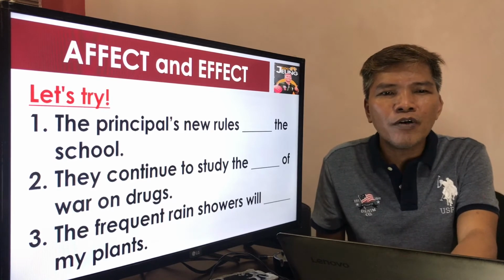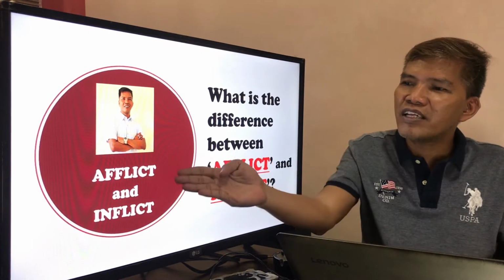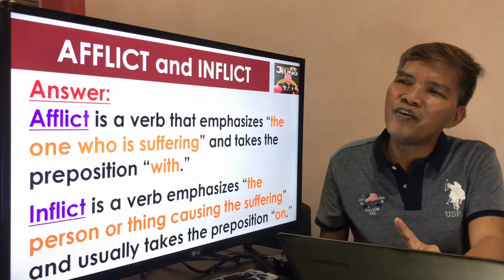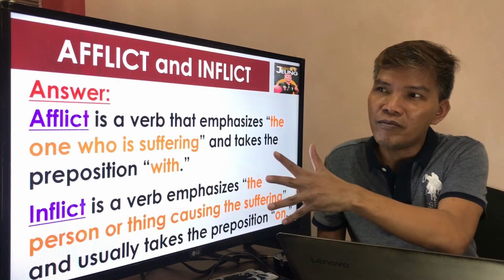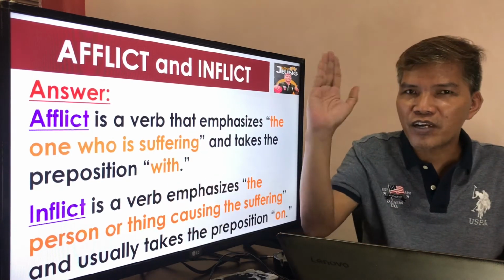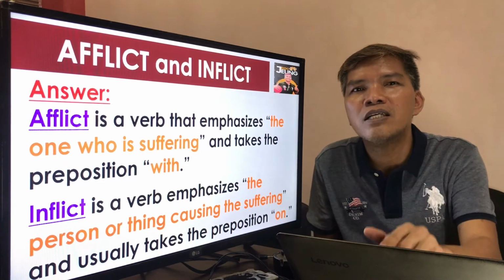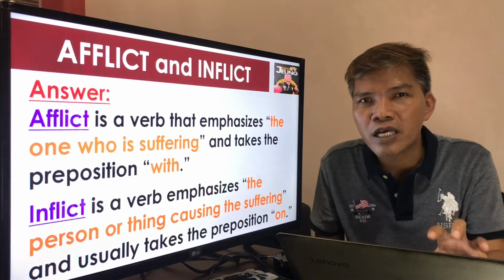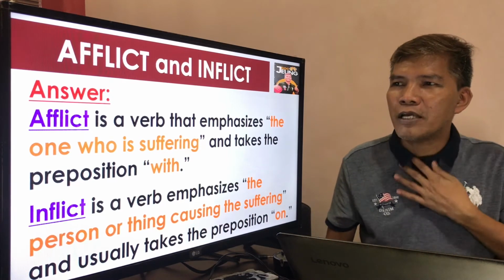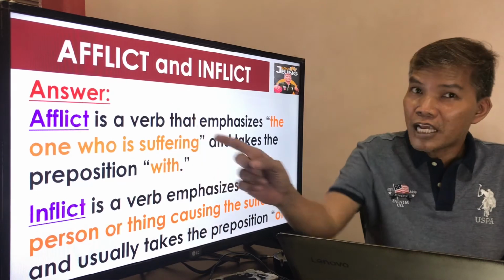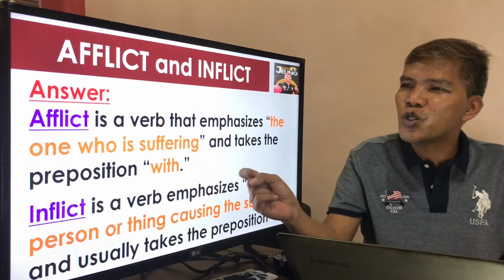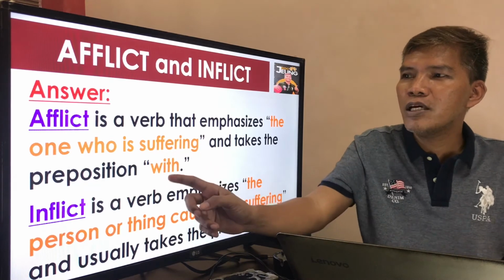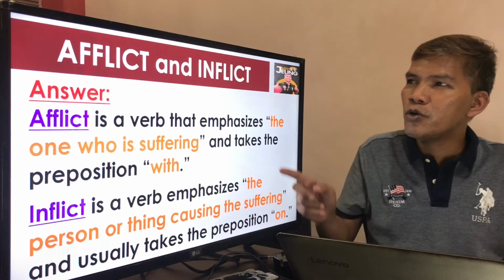Okay, for our last pair of words, we have afflict and inflict. What is the difference? Both of these words are also verbs. Afflict is a verb, inflict is a verb. The difference is, if it's afflict, the focus is on the one who is suffering, while with inflict, the focus is on the one who causes the suffering. Another thing, the easiest way: afflict is used with the preposition with, while inflict is used with the preposition on. If there is a preposition with, use afflict. If there is a preposition on, use inflict.